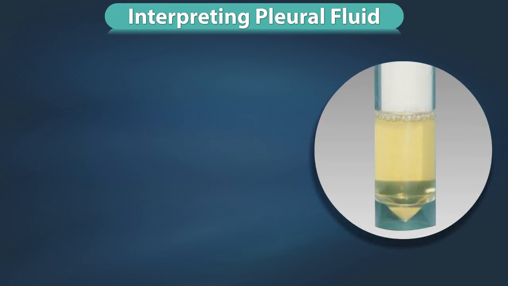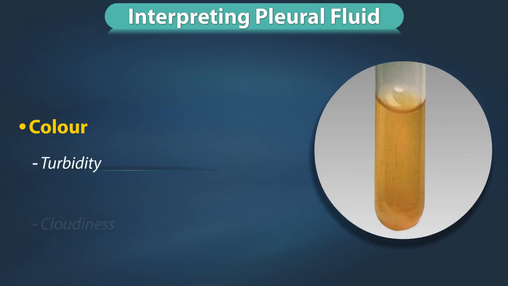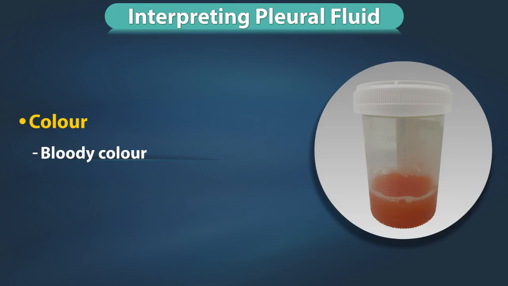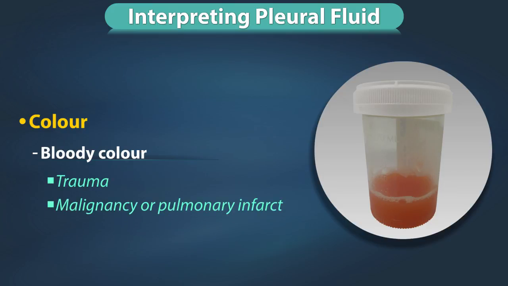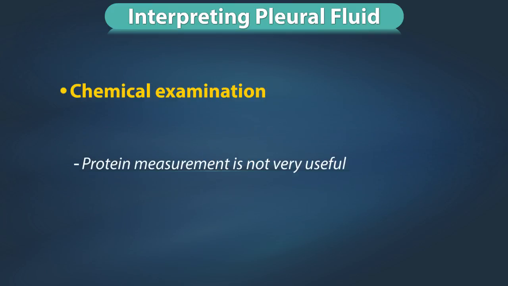Interpreting pleural fluid. Color. Pale, clear, straw-colored fluid is a transudative fluid, while a turbid, cloudy fluid or presence of clot is exudative fluid. A reddish color is seen in trauma, malignancy, or pulmonary infarct. Chemical examination. Protein measurement is not very useful.